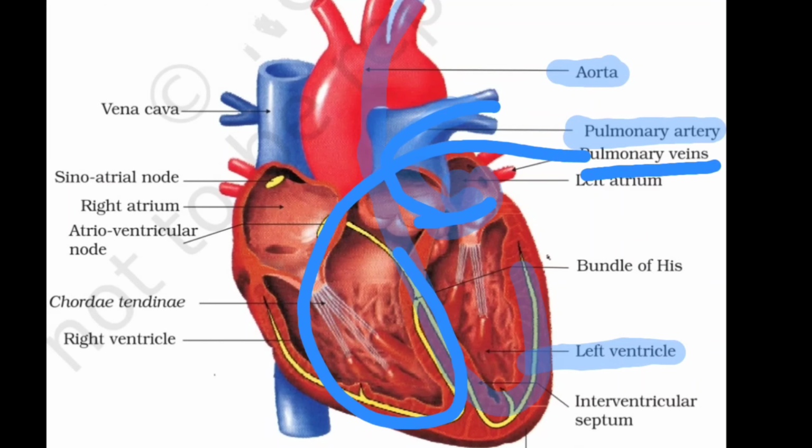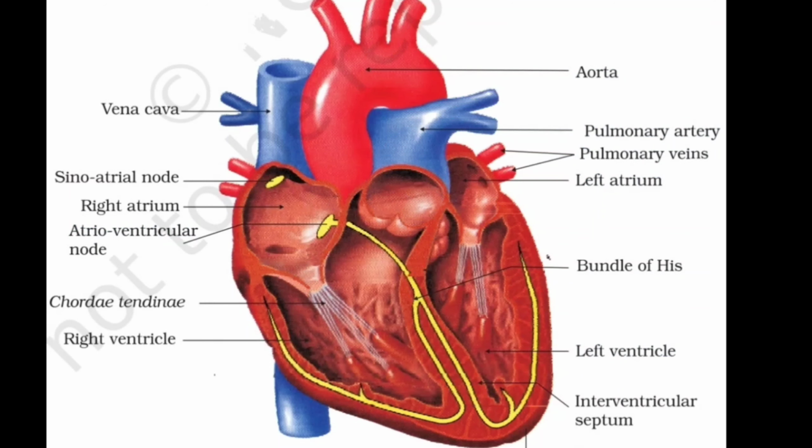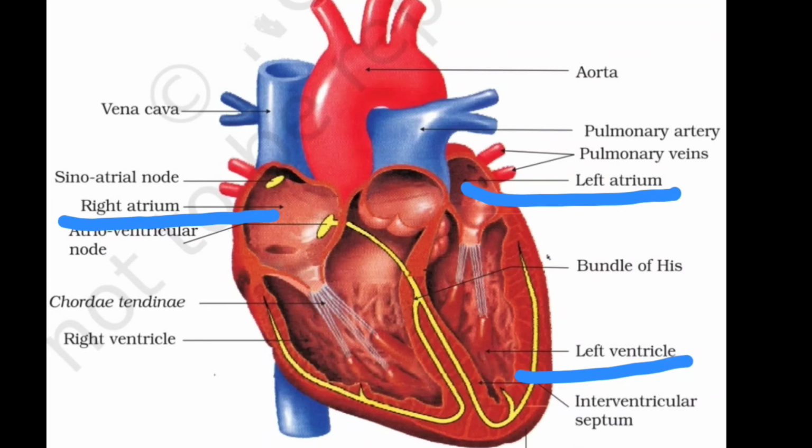The portion of the heart which is receiving the blood from all over the organs of the body is called the right atrium. So this is the right atrium. This one is the right atrium, this one is the left atrium, this one is the left ventricle, and this is the right ventricle.